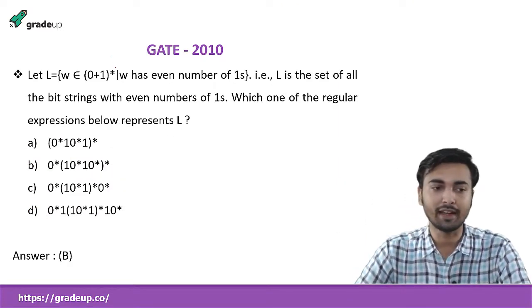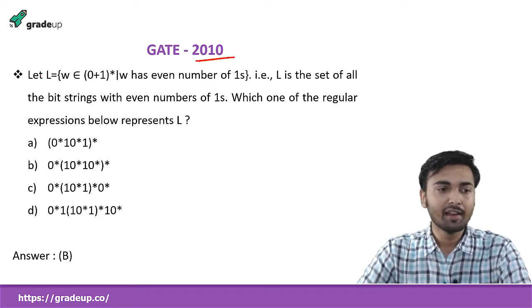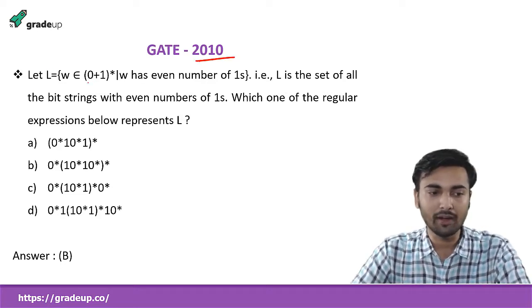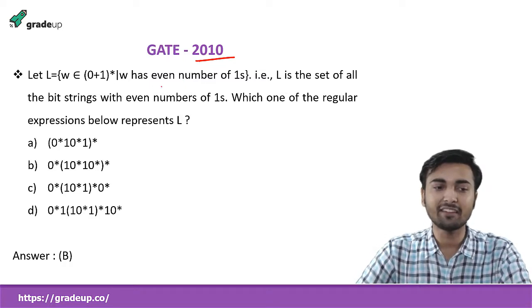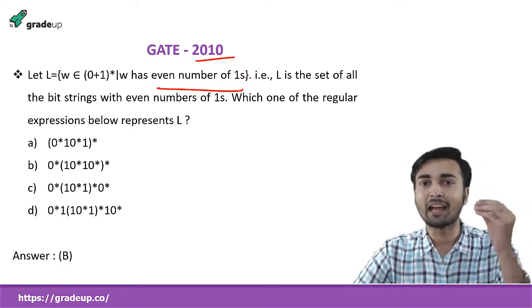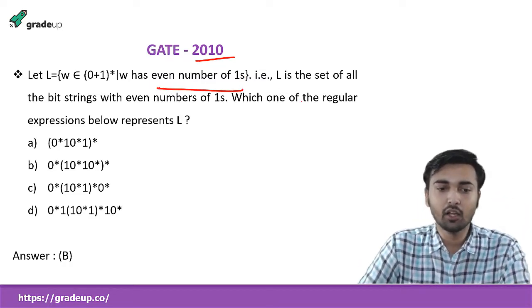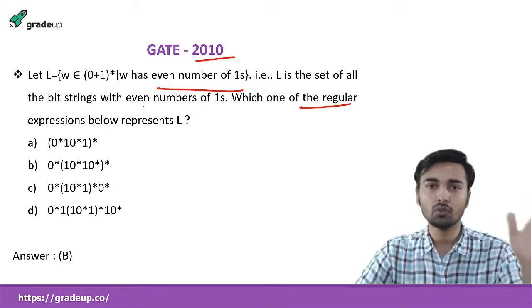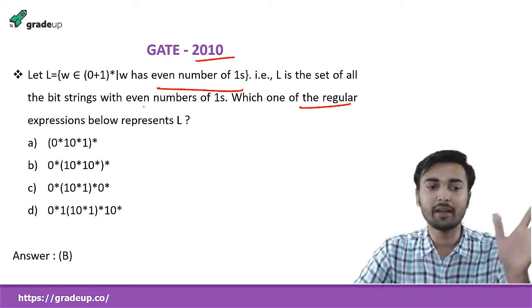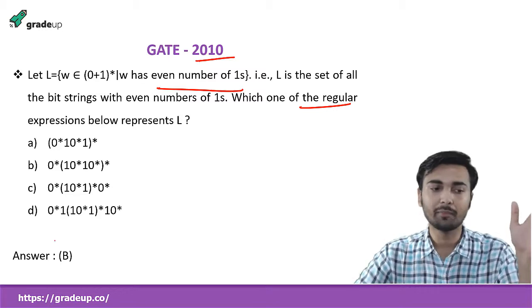GATE 2010. See here. Let L equal W belongs to {0,1} star, where W has even number of ones. Your language must have an even number of ones. So which one of the regular expressions is correct? Now do option elimination yourself. Try the options one by one.